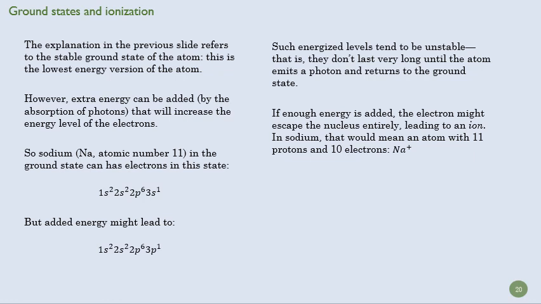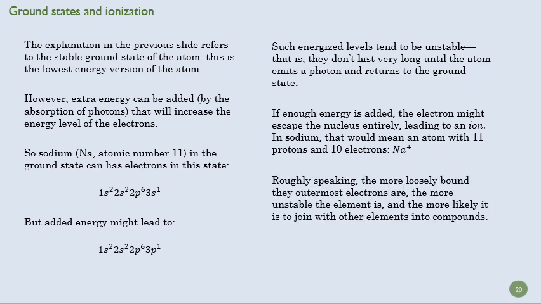But if we add enough, we can actually remove that electron from the atom. So in the case of sodium, that would mean we'd have 11 protons, but only 10 electrons. And that's what we call an ion, of course.